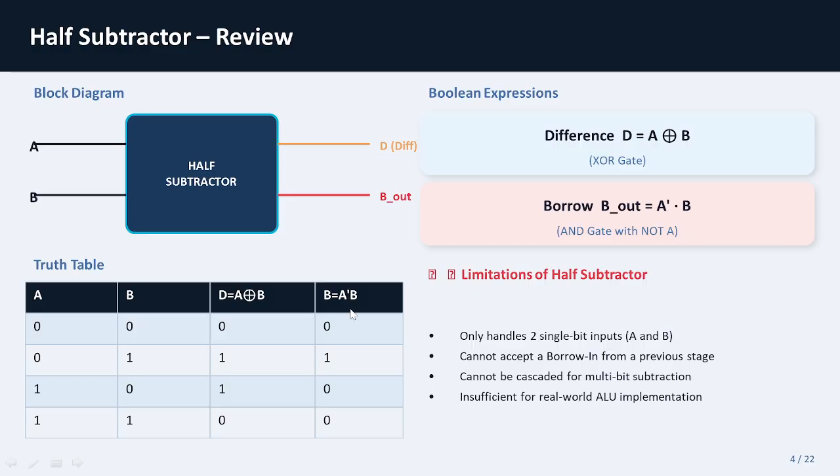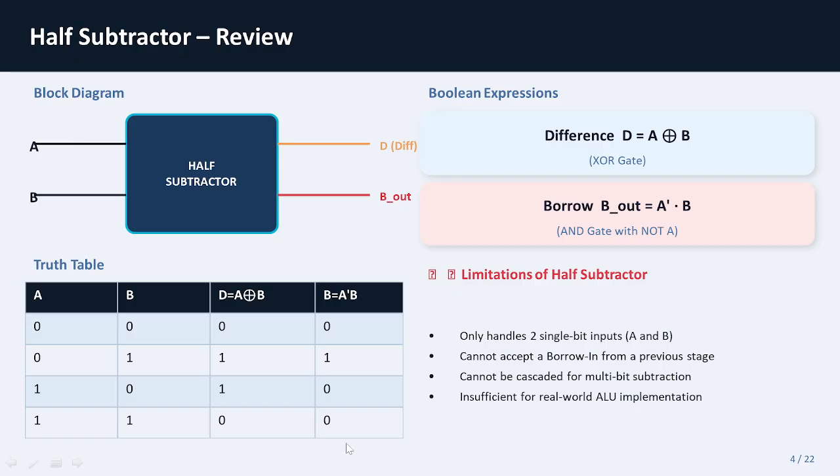A minus B is nothing but something like an AND gate. Before doing AND of A and B, you make sure that A has a NOT gate applied to it. Why? Just look here. You get borrow as 1 when the condition is A is 0 and B is 1.